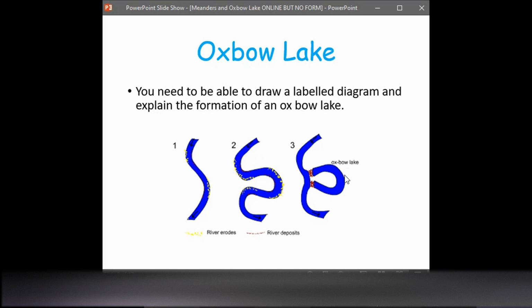And that old bit that's left there is called an oxbow lake, because it's a lake that is in the shape of an oxbow. And an oxbow is those things that they used to put around bulls and oxen and sort of animals to pull plows in fields. They're like a horseshoe shape.